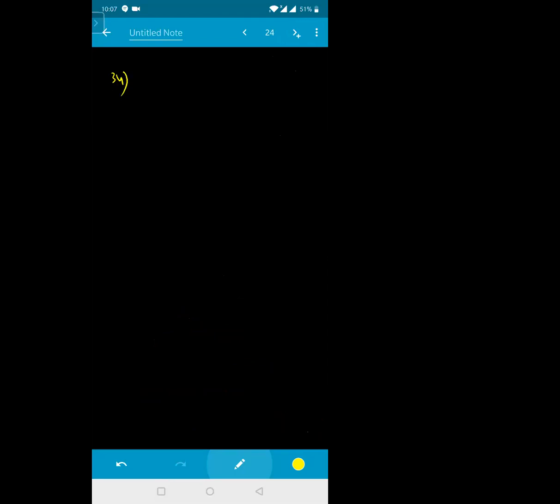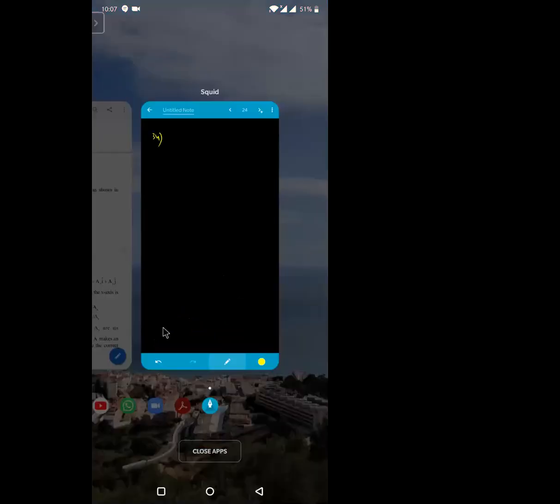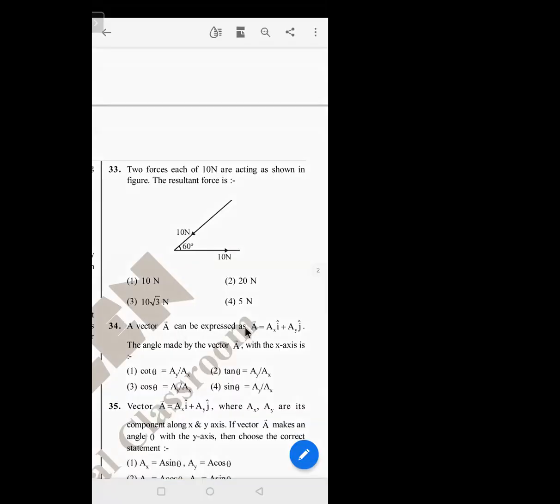34, you see. I hope you can do 34 too. What is that question? 34. A vector A bar can be expressed as A bar equal to AX I cap plus AY J cap. The angle made by the vector A bar with the x axis will be equal to how much? A totally useless question. Can you do it?